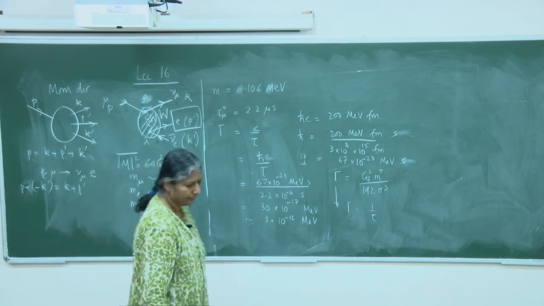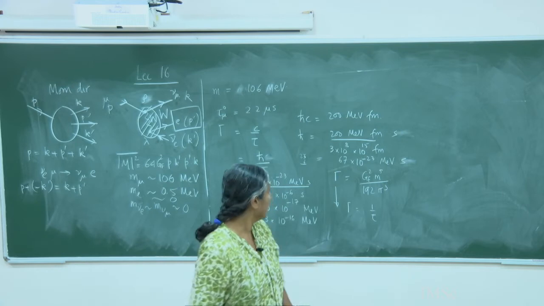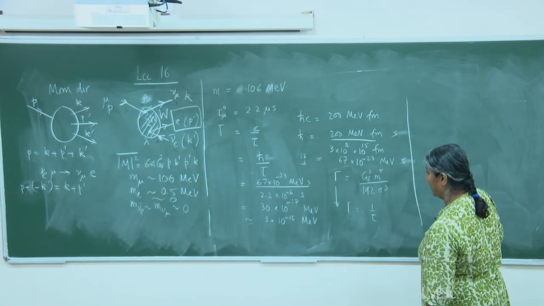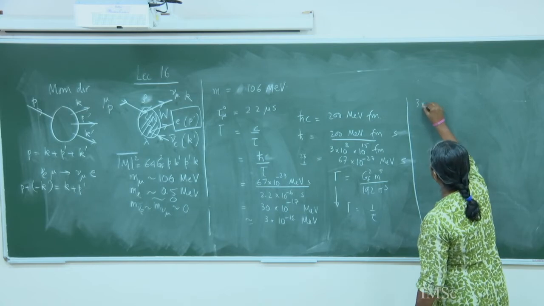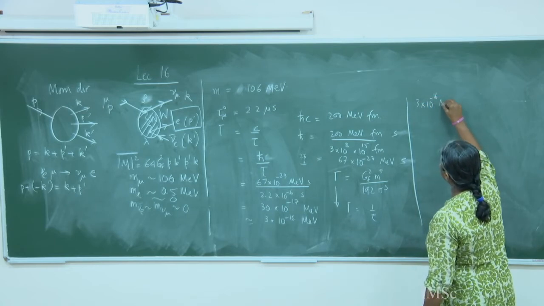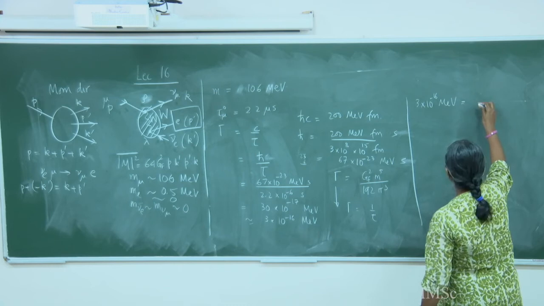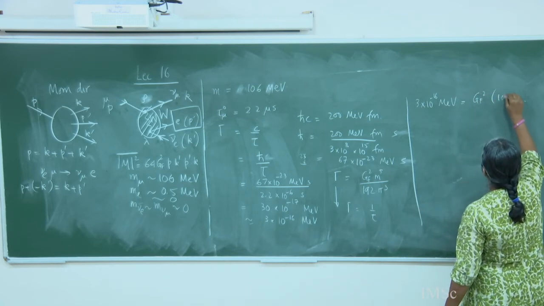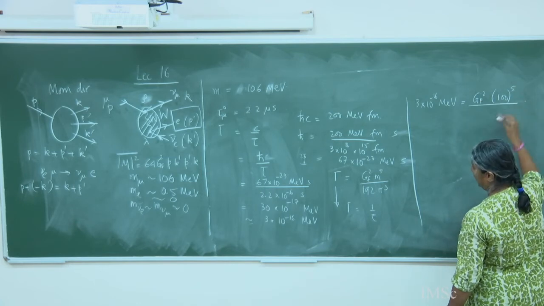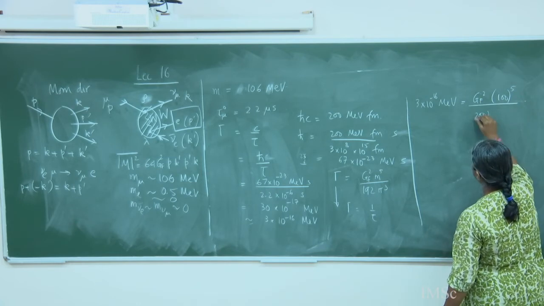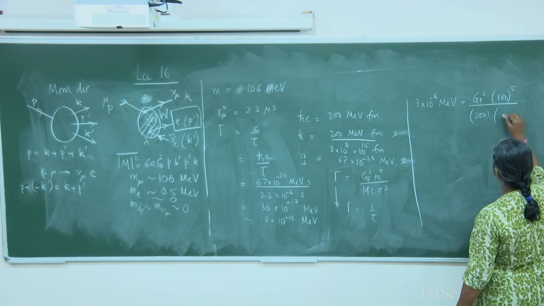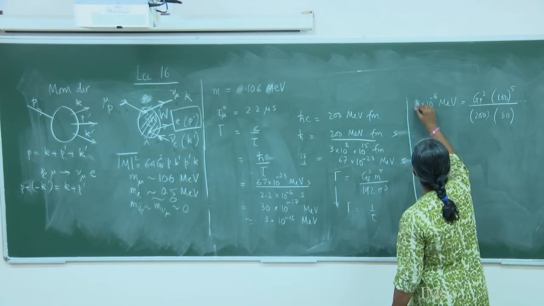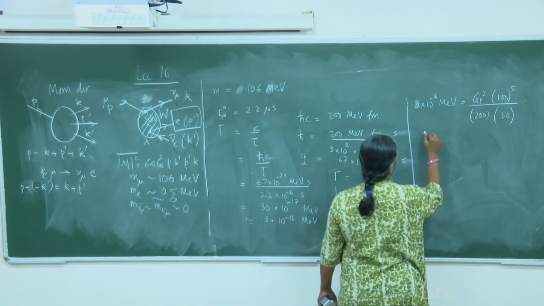Okay, fine. Probably correct. Okay, and therefore I have 3 into 10 power minus 16 MeV is equal to Gf squared over 100 power 5, because I can't do this, and let me call 192 as 200 and pi cubed as 30. So let me keep 30, okay. So what is Gf squared?